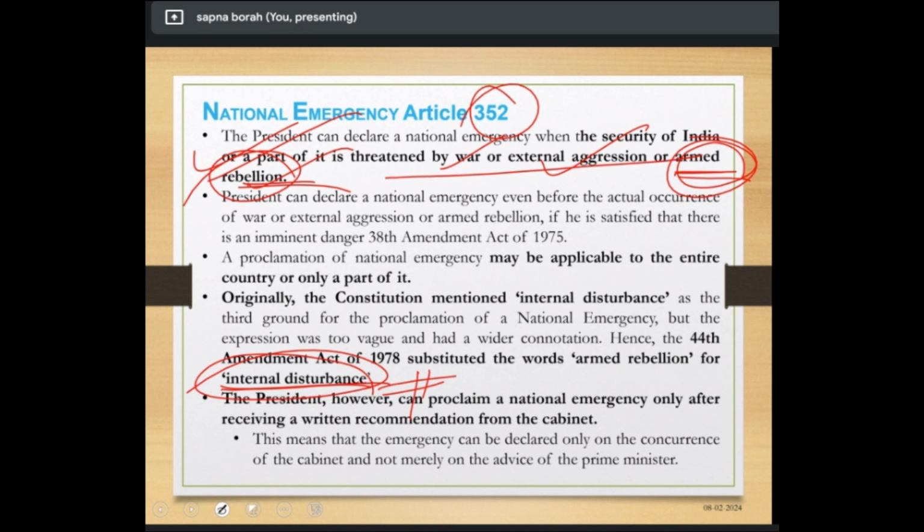Indira Gandhi declared it saying there was an internal disturbance. I'll not go into the story now, that is in another chapter. So he misinterpreted it, and national emergency was declared then. That was not really a situation where national emergency could be exploited but could be implemented. Okay, so internal, 44th amendment. Okay, remember these keywords.